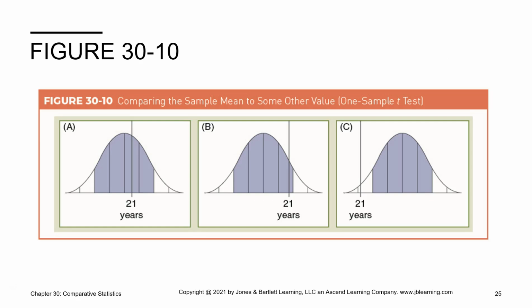Figure 30.10 goes over comparing sample means to other values using the one sample t-test. The one sample t-test does need continuous data and not something like a binomial variable. But here you can see where the differences can be in the values and the mean.